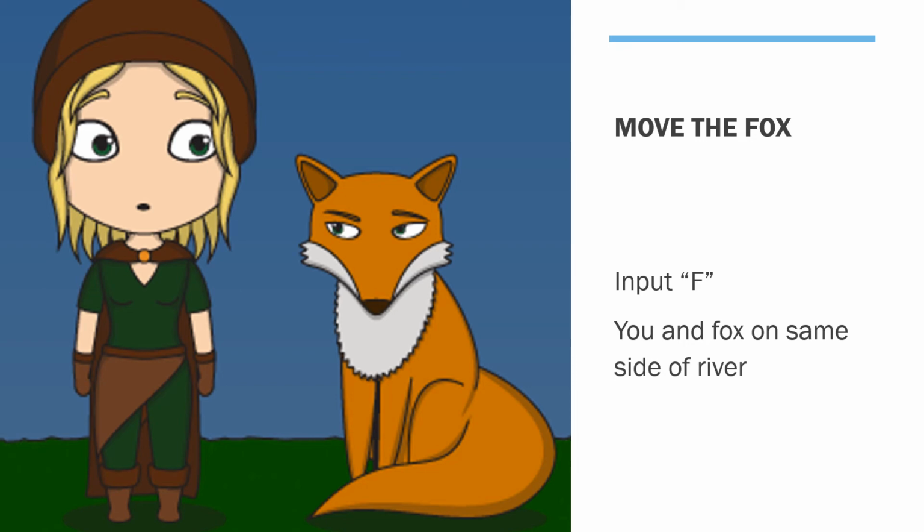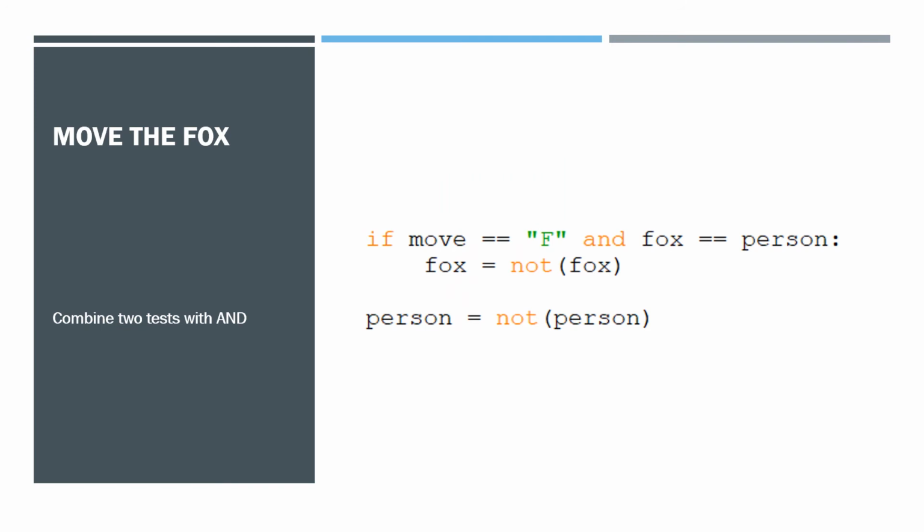So we've got to write an if statement that has both of those tests in it. Let's try and do that now. Here's a possible solution. I've combined the two tests with an AND operator. So if the move variable has the value F and the fox and the person are on the same side of the river, then move the fox.